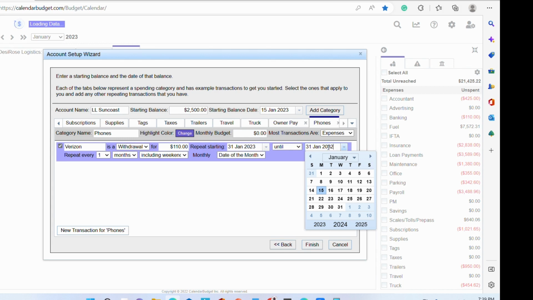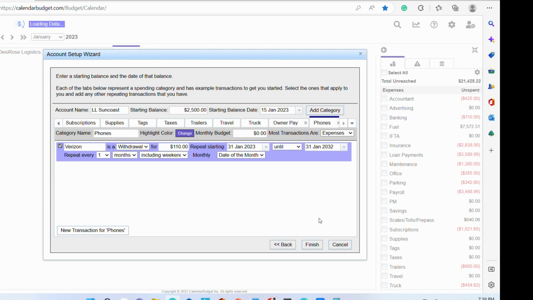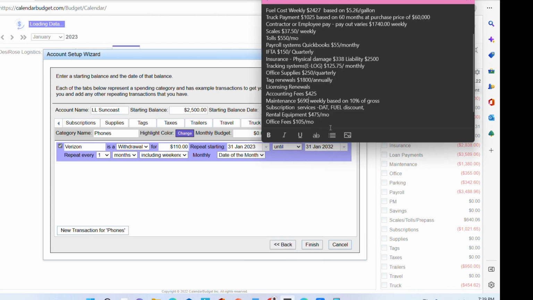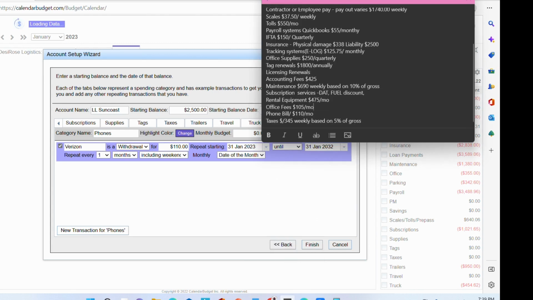The nice thing about calendar budget, it will tell you if something's off. It's pretty sensitive if something's off, so you don't have to worry about messing up too much. And if you do, you can always go back and fix it. Not a problem. Okay, so here's the taxes.